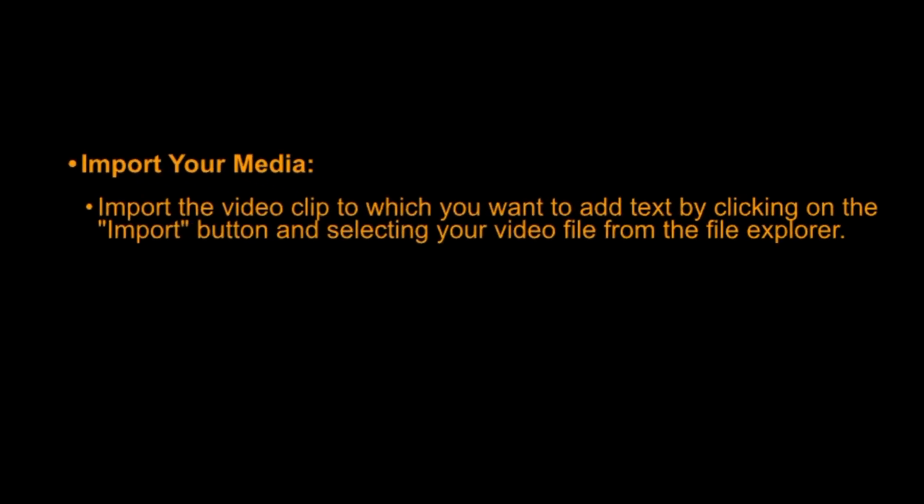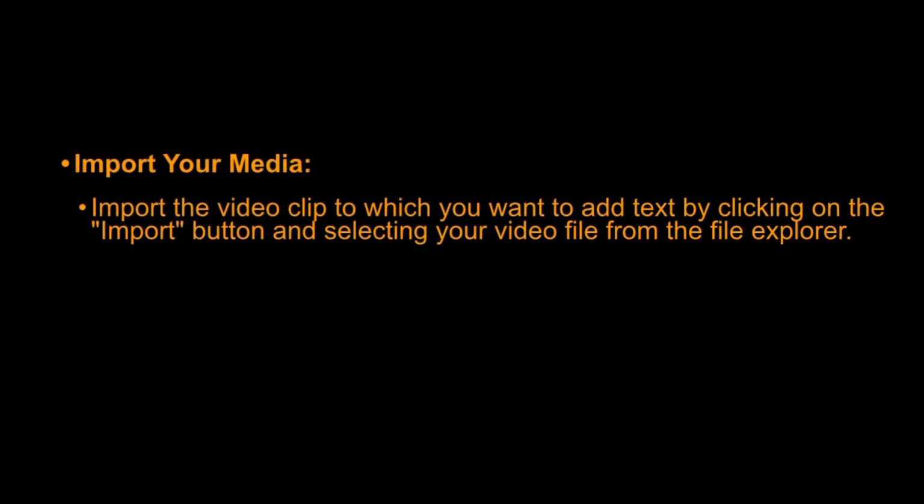Import the video clip to which you want to add text by clicking on the Import button and selecting your video file from the File Explorer. Now, drag and drop your video clip from the media library to the timeline at the bottom of the interface.